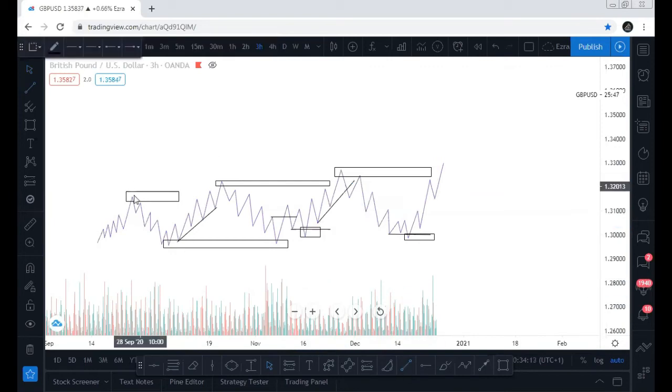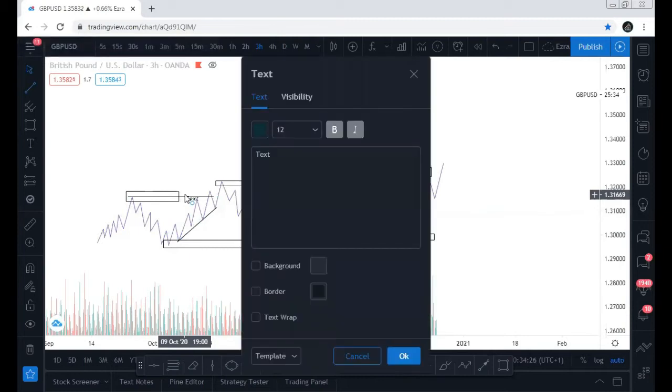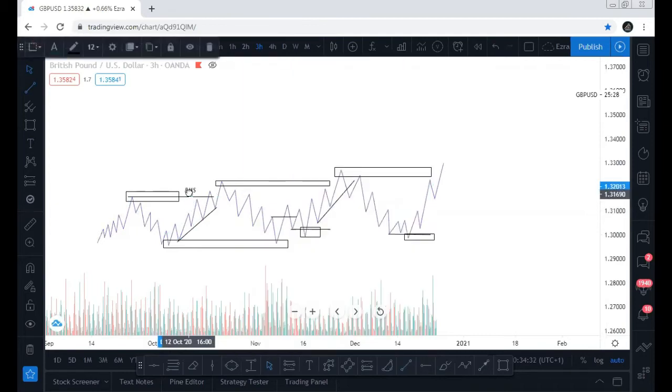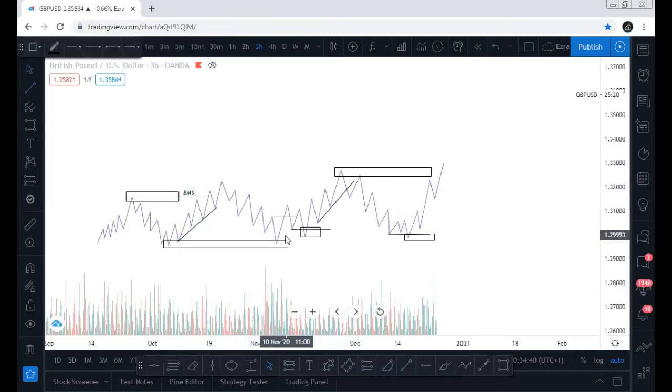And this is your structural high. Where price will break, we call it a break of structure, BMS. Once price takes this high, we call it a break of structure. Once price takes this high again, based on this time frame, not on the lower time frame, then we call it a break of structure.